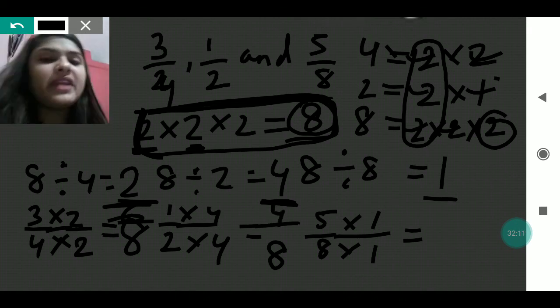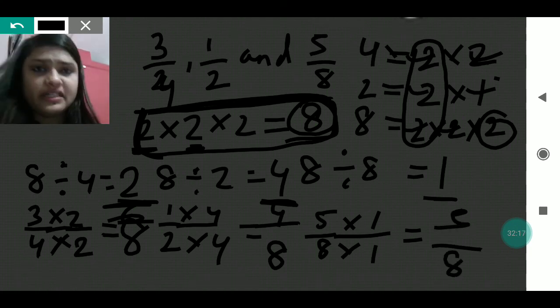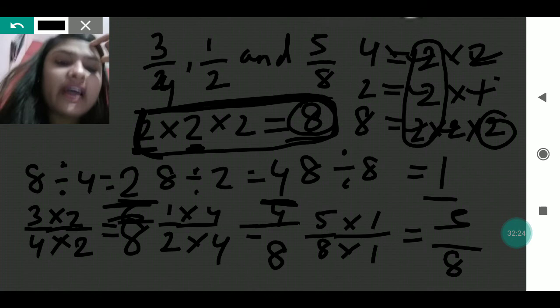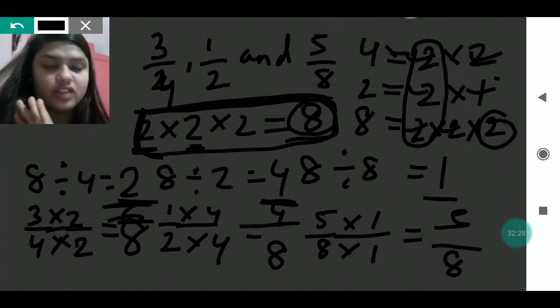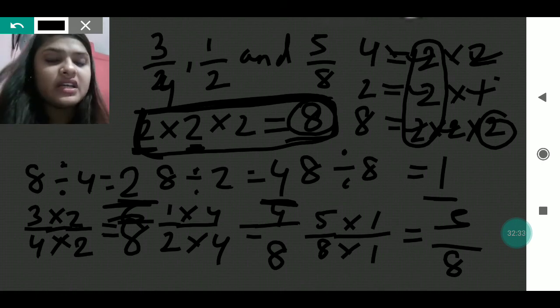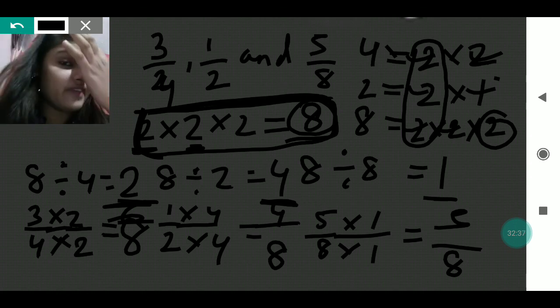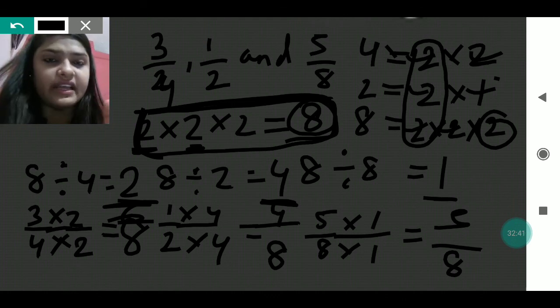Then we have to make the denominators the same. Now 8 1s are 8 and 5 1s are 5. Now all the denominators are 8. You have to compare the numerators only. When you are arranging in ascending, because denominators are the same, it is like fractions. So you just have to see the upper number, which one is greater. The greater number will come first when we are arranging in descending, and the smaller number will come first when we are arranging in ascending.